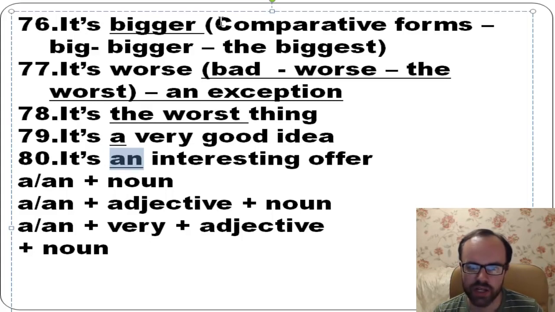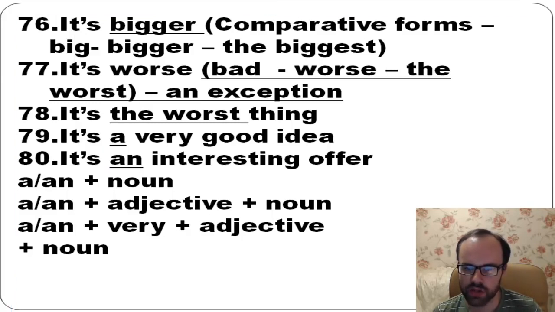Okay, so, comparative forms: big, bigger, the biggest. Bad, worse, the worst. It's an exception. It's the worst thing. It's a very good idea. It's an interesting offer. A or an plus noun, a or an plus adjective plus noun, a or an plus very plus adjective plus noun.